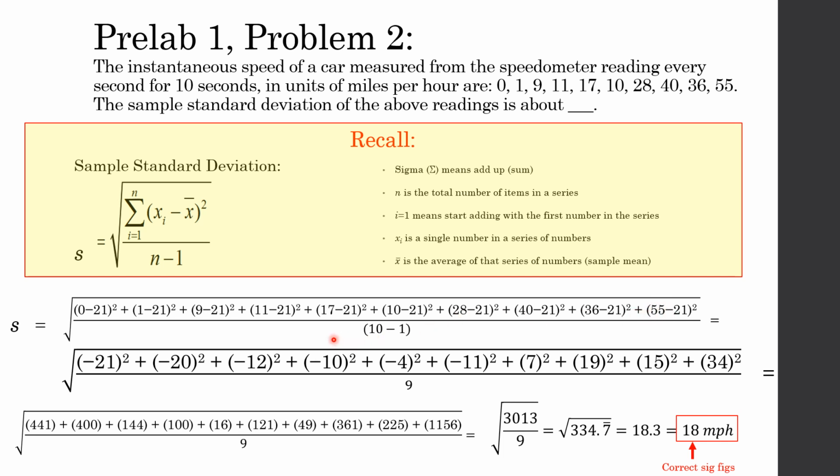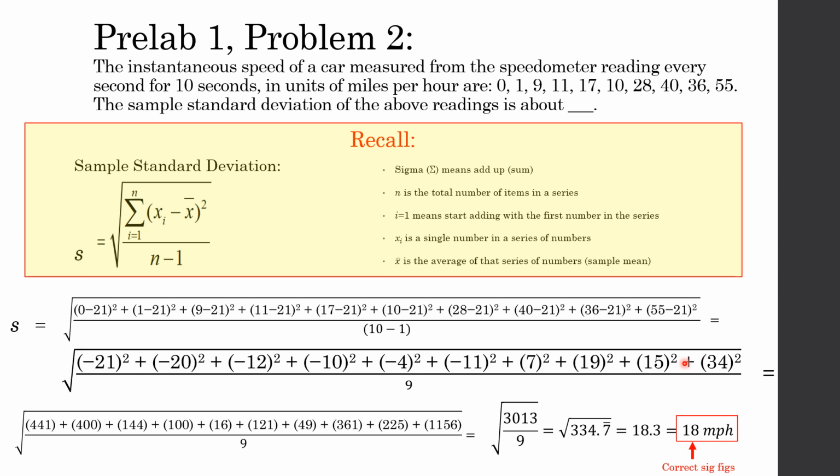In the denominator, we have n minus 1. Well, we have 10 numbers, so it's 10 minus 1. And then the last thing we're going to be doing is taking the square root, right? So from please excuse my dear Aunt Sally, the first thing that we want to do is the math inside the parentheses. So that's what I've done here. We've computed what the difference is within the parentheses for each of these values.